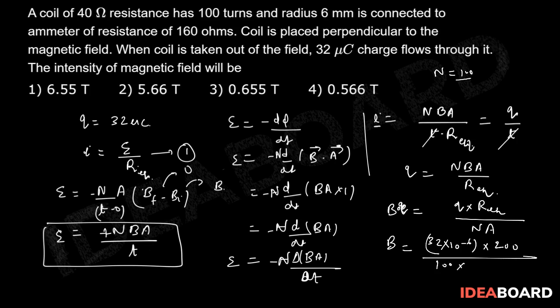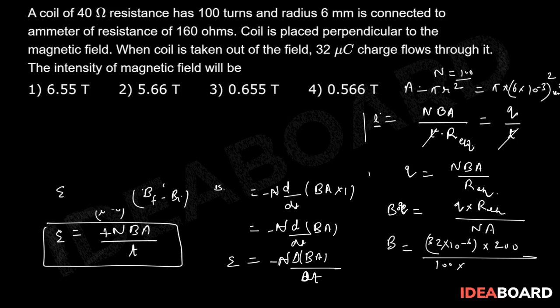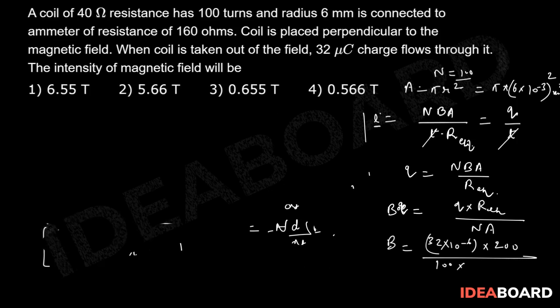And what is the area of cross section A? For A, they have given the radius, so A is equal to pi r square. They have given the radius 6 millimeters, so this will be pi into 6 into 10 to the power minus 3 square meter square, right? So now put the final value, and then get the answer. Here I need to put pi into 6 into 10 to the power minus 3 square, that much Tesla, right? So now solve it.